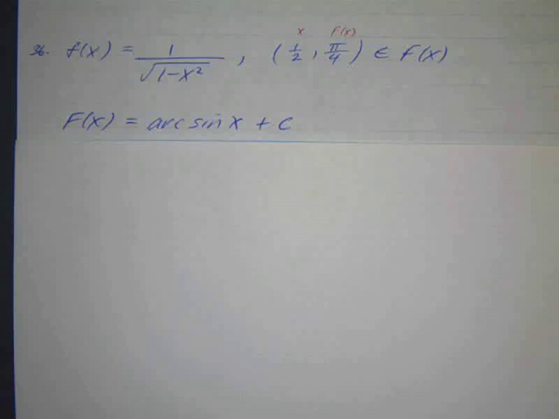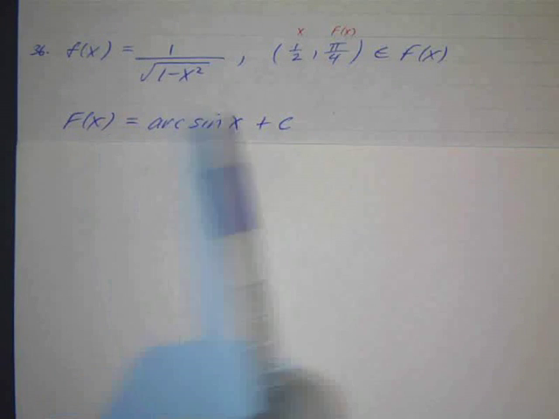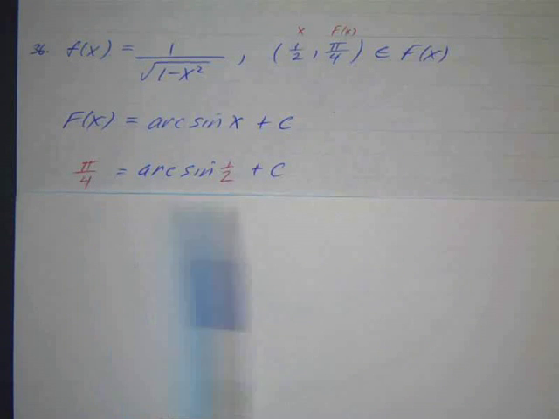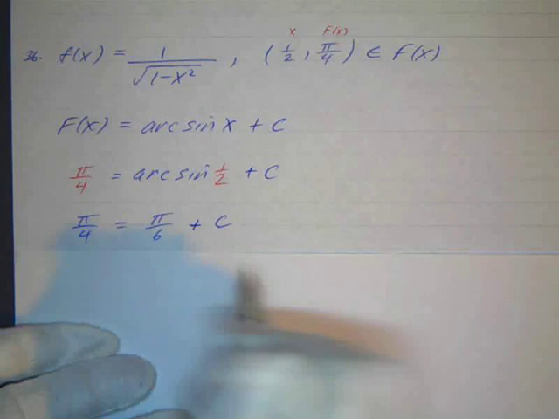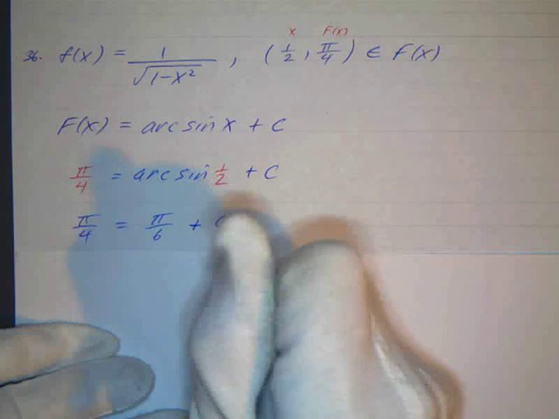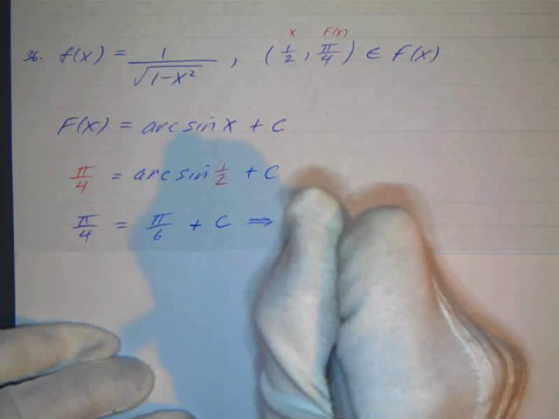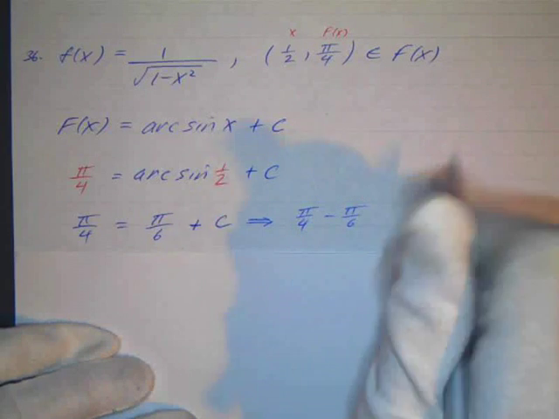Then we know that f of x equals pi over 4 when x equals 1/2. Okay, and the angle whose sine is 1/2 is pi over 6, because the sine of pi over 6 is 1/2. And we can figure this out. We want to combine these, so we know that that implies that c equals pi over 4 minus pi over 6. That equals c.